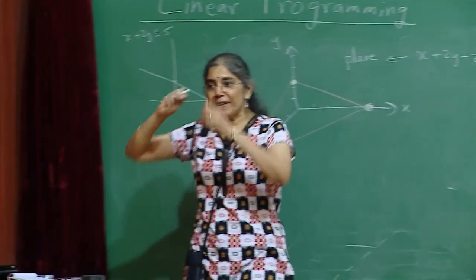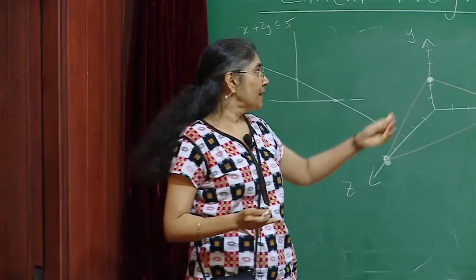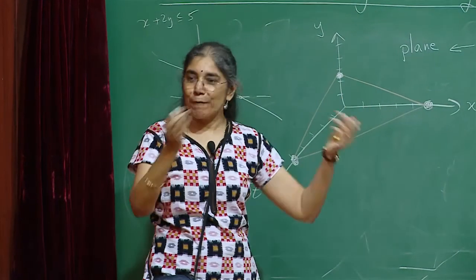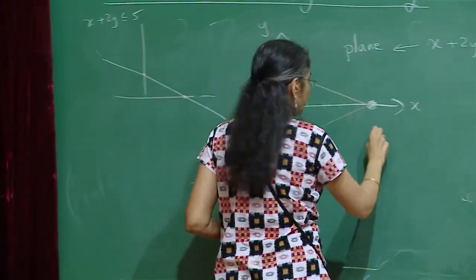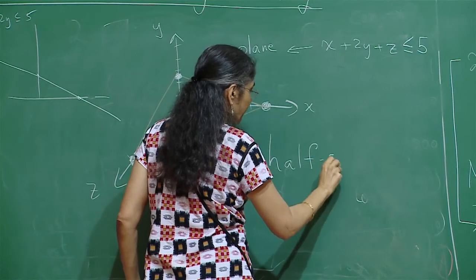And just as the line divided the plane into half planes, the plane is going to divide this space into half spaces. Okay. So we have half spaces. Each constraint is giving us a half space.